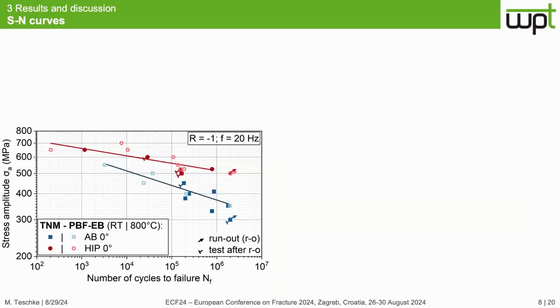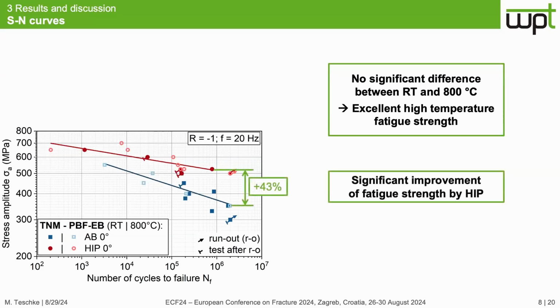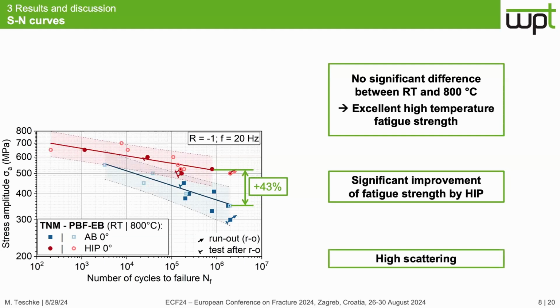Let's come to the first result. We see here the SN curve, so the stress amplitude versus the number of cycles to failure. In blue, the as-built state, and in red, the hot isostatic pressed condition. The darker color represents the tests at room temperature, whereas the lighter color represents the tests at high temperature. First of all, we can't find a significant difference between both testing temperatures, indicating a very excellent high temperature fatigue strength for this application. But we saw a significant improvement of the fatigue strength by the hot isostatic pressing. On top of this, there was a very high scattering, which we can see at these error bands here.